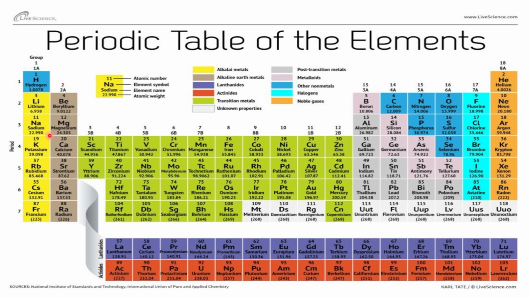And these columns are called groups. In total, there are 18 columns. Group 1 and group 2 are called S block elements. Now on the right hand side, you can see from group 13 to group 18. These groups are called P block elements. And in between, from group 3 to group 12, these are called D block elements.